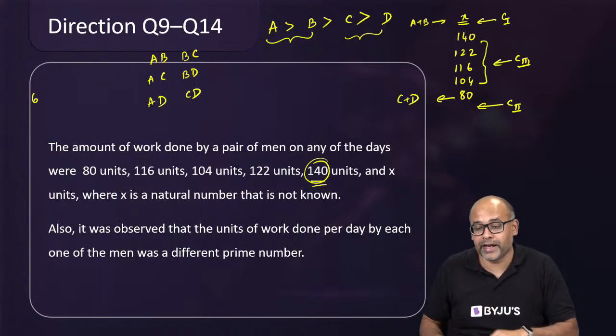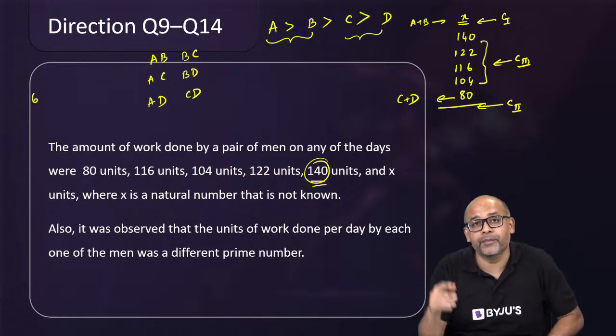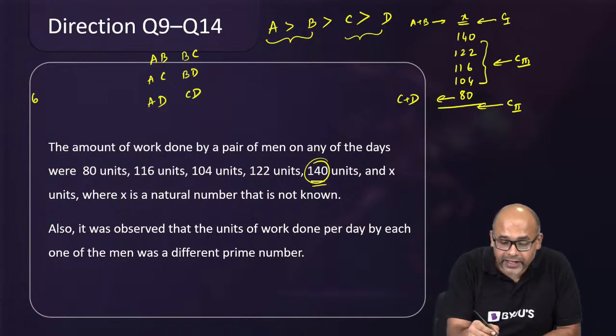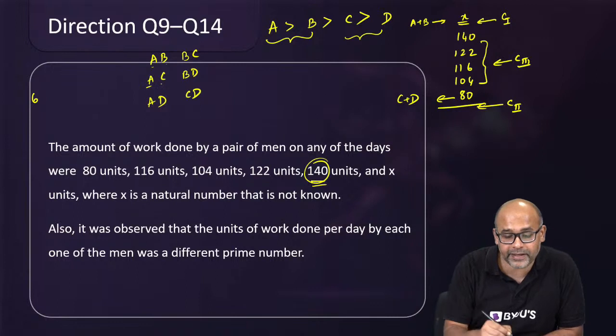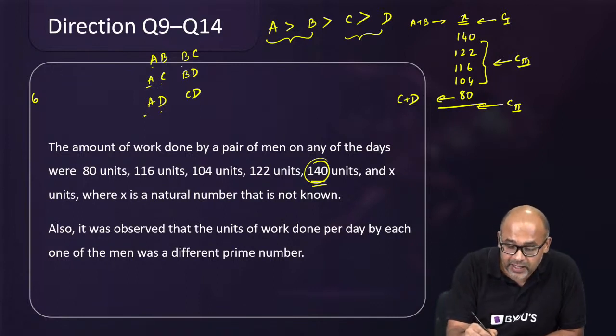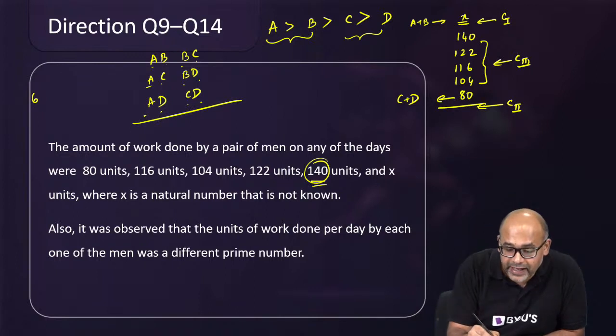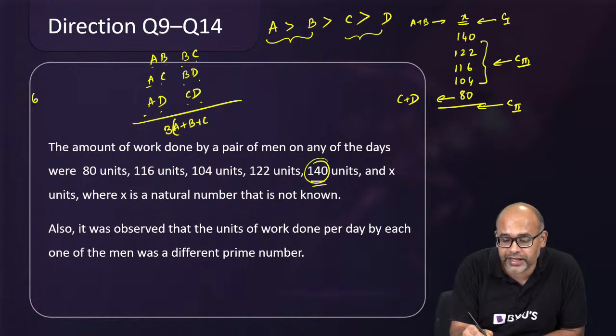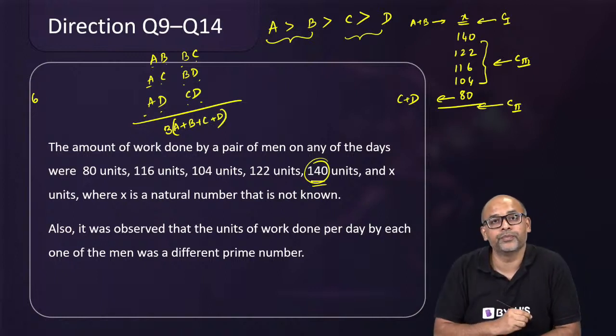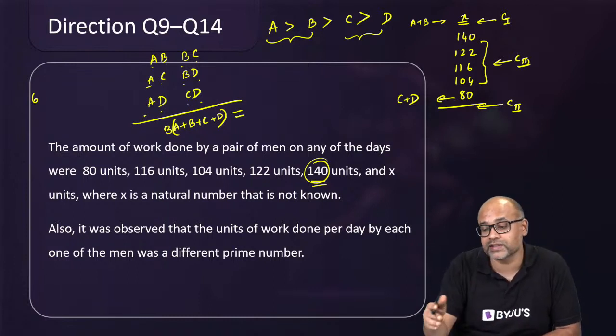Also, please keep in mind, if I add all of them, I will get A plus B once, A plus C once, A plus D once. Similarly, B plus C, B plus D, C plus D. So if I add all of them, I will get A 3 times, B also 3 times, C also 3 times, D also 3 times. Yes or no? I'll get 3 times everything. This should be equal to the sum value.